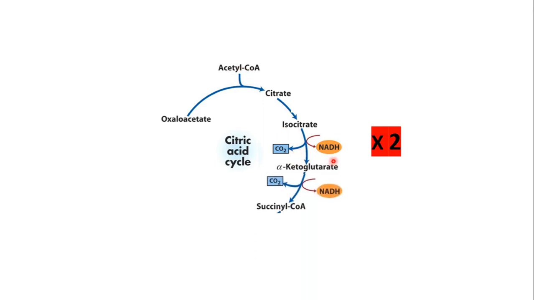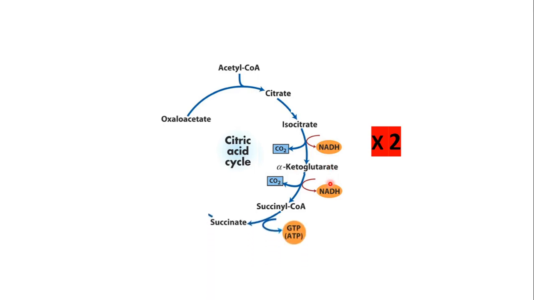Then alpha ketoglutaric acid gets converted to succinyl coenzyme A, and even this is a decarboxylation reaction where there is removal of 1 carbon dioxide molecule and formation of NADH. So here for 1 acetyl coenzyme A, you got 1 carbon dioxide, 1 NADH. For 2, we will get 2 each. So finally, what are we getting? 2 plus 2, 4 carbon dioxide, 2 plus 2, 4 NADH.